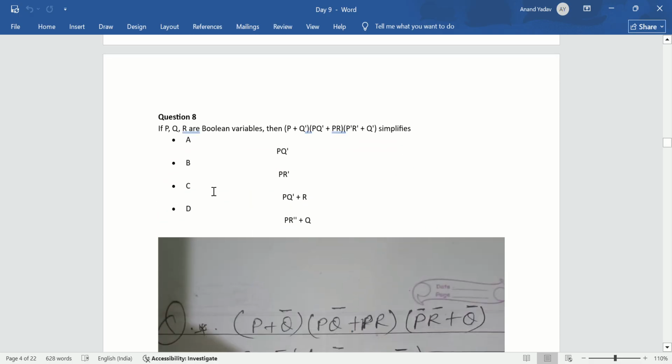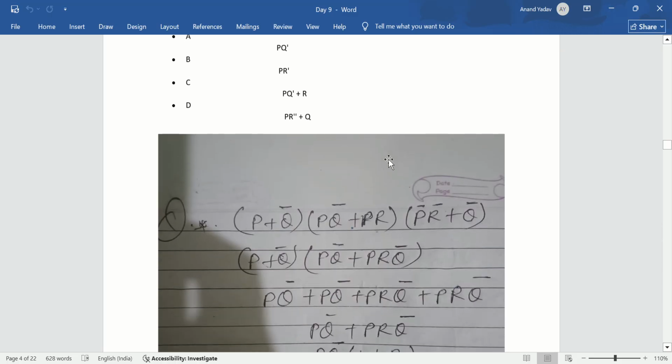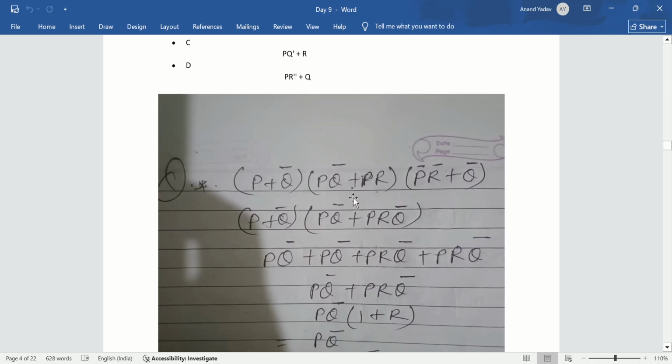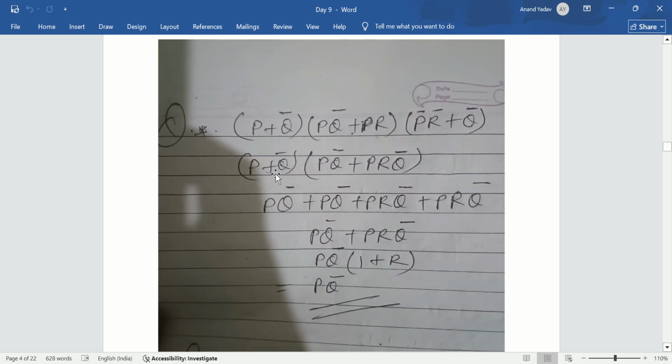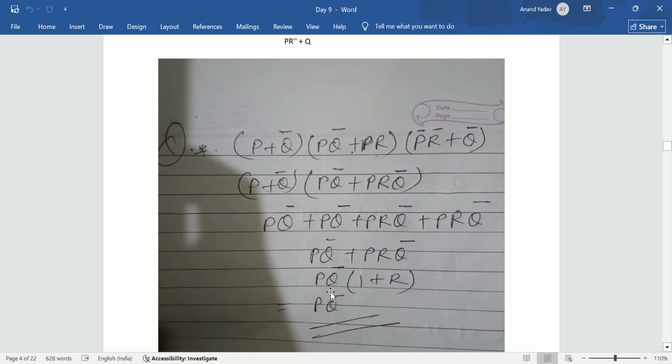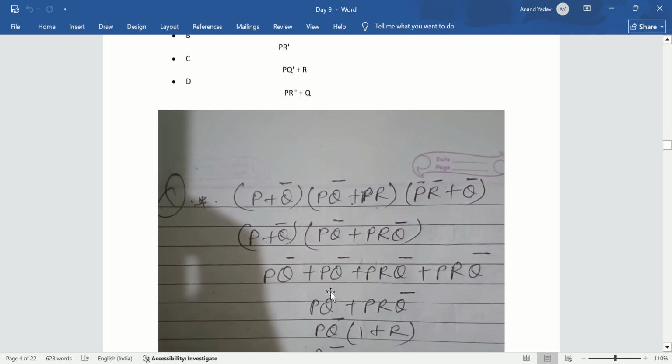Now next one is: if PQR are variables, then simplify. For simplifying, I will perform this operation. First we multiply this, and then second, then after this multiplication I will get PQR. So in this way I solve this one.